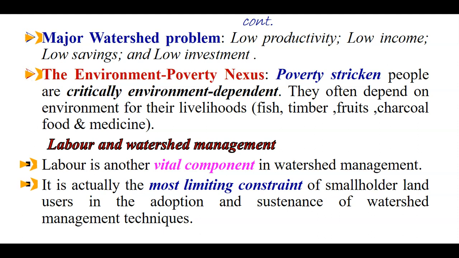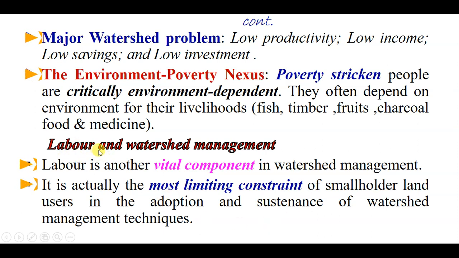Another important key point is the relationship between environment and poverty. Poverty-stricken people are critically environment dependent. They often depend on the environment for their livelihoods, such as fish, timber, fruit, charcoal, food, and medicine.